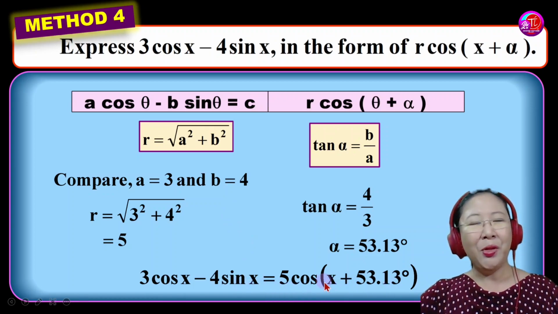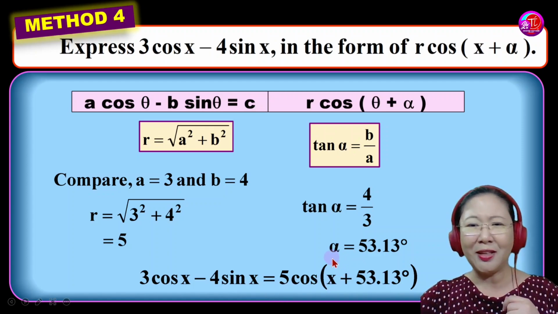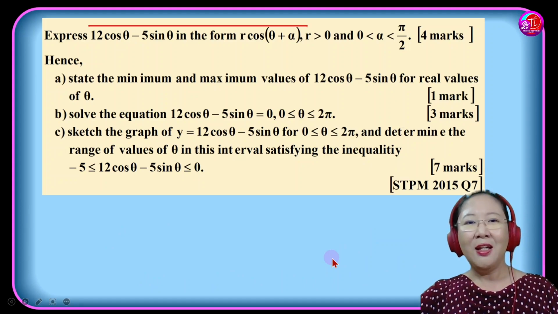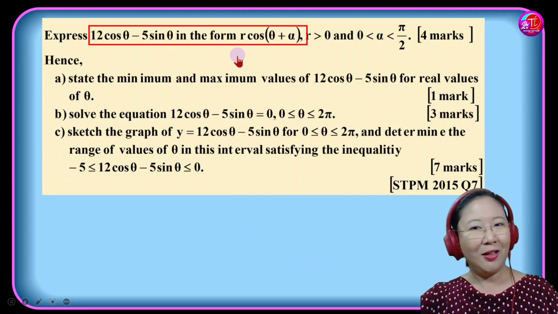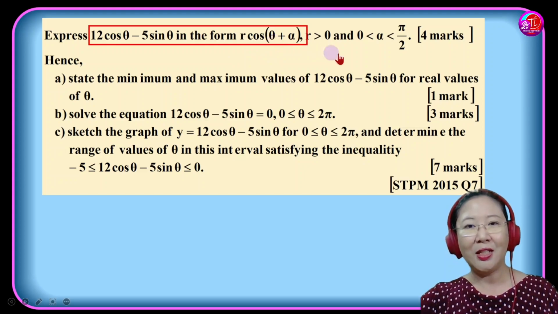So most of the time, if you look at the question, let me show you an STPM question. Yeah, that's the STPM question. The question is given as so. Lucky for those who are in STPM 2015, question 7, the equation is given. They want it in the form of the radian. And it is 4 marks.